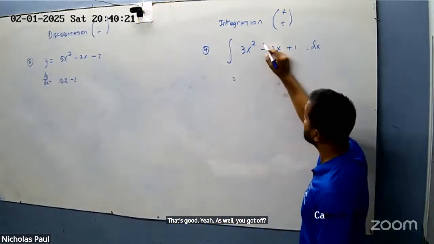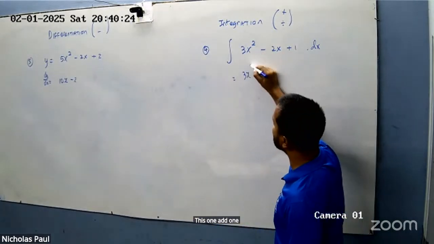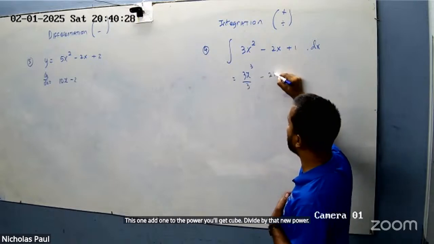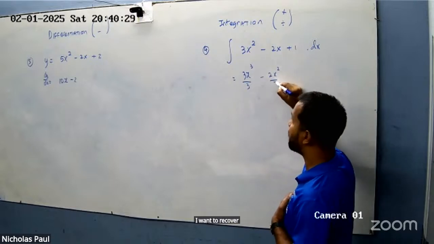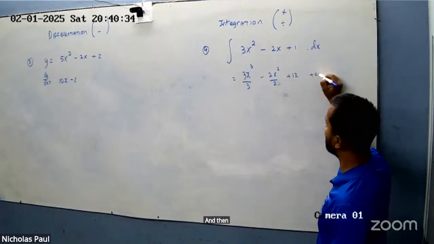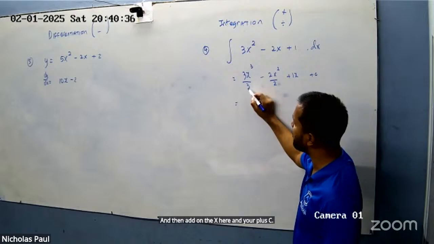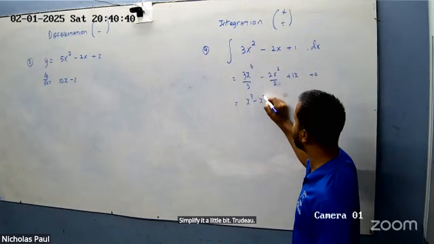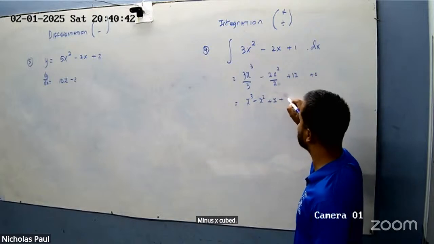This one, add 1 to the power, you'll get cube, divide by that new power. Add 1 to the power here, you'll get squared, divide by that new power. And then add on the x here and your plus c. Simplify it a little bit. 3 and 3, that'll be 1, minus x cubed plus x plus c.